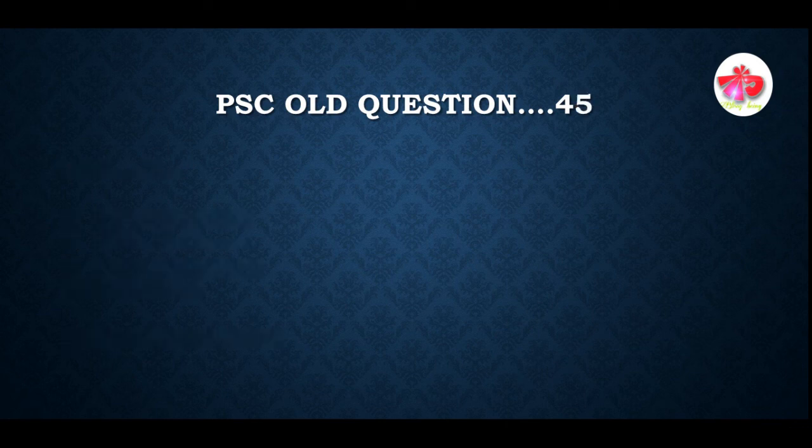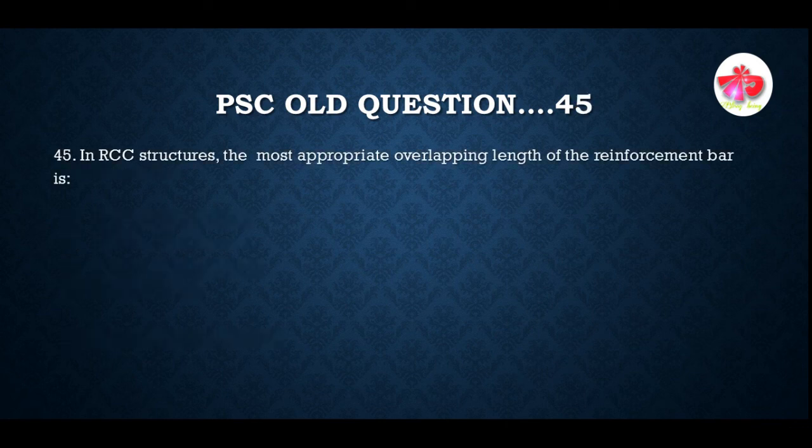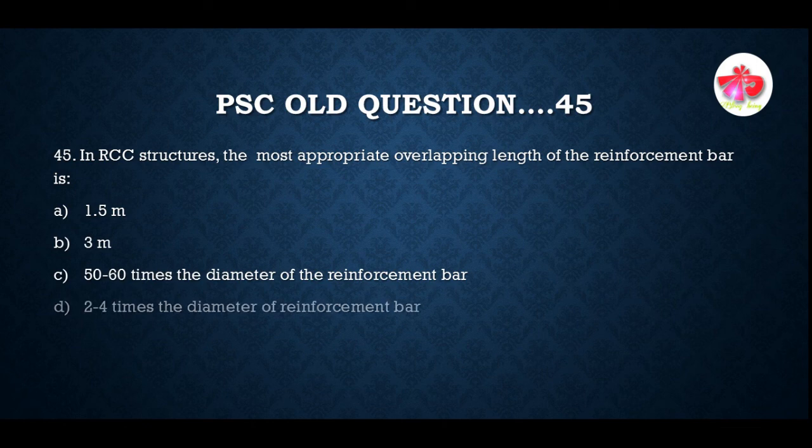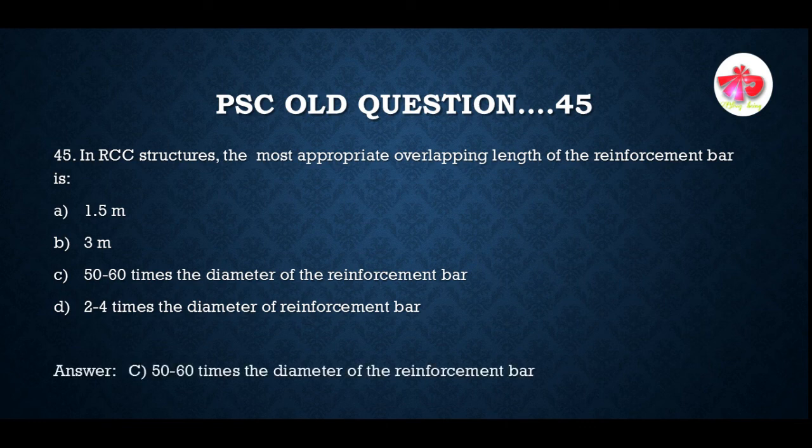Question number 45. In RCC structure, the most appropriate overlapping length of the reinforcement bar is: option A, 1.5 meter; option B, 3 meters; option C, 50 to 60 times the diameter of the reinforcement bar; and option D, 2 to 4 times the diameter of the reinforcement bar. So friends, in RCC structure, the most appropriate overlapping length of the reinforcement bar is 50 to 60 times the diameter of the reinforcement bar. That is option C will be the correct answer.